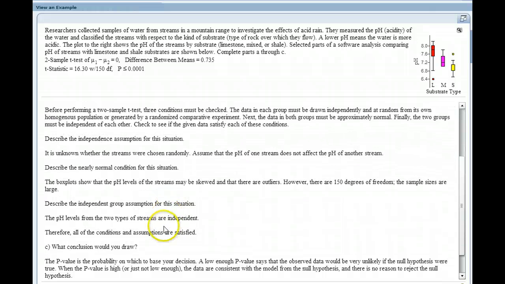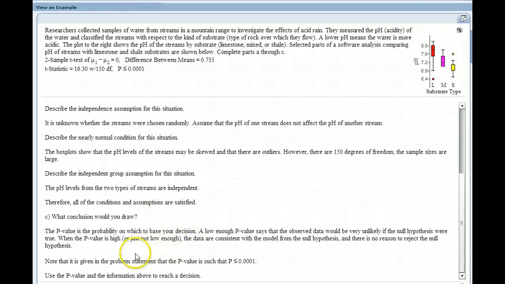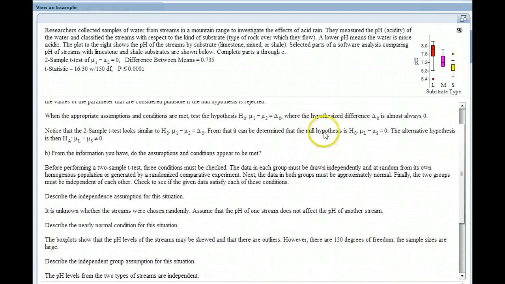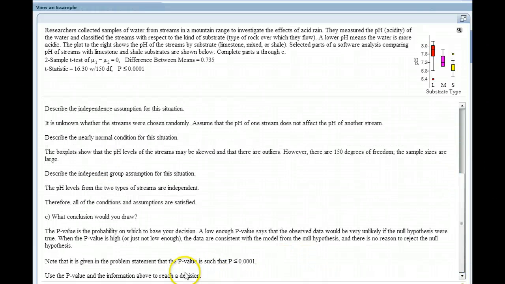So the conclusion to draw from this, as stated by the authors, is that the p-value is the probability on which to base your decision. A low enough p-value says that the observed data would be very unlikely if the null hypothesis were true. So this super small p-value suggests to me that I should reject the null hypothesis, which is that the difference is 0, and accept the alternative hypothesis that the difference is not 0. Now that's what it is.